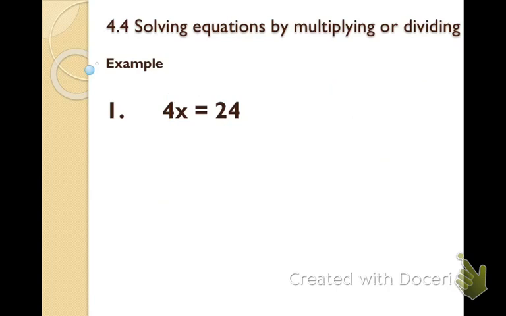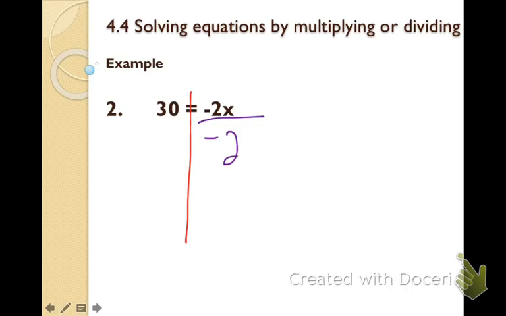Next example. Take a second to get it written down. If I read this example, it says 30 equals negative 2 times x. Well, what's happening to x right now? It's being multiplied by negative 2. The inverse operation of multiplying negative 2 is divide negative 2. If I do that to the right side, I have to follow the golden rule and do it to the left side exactly.